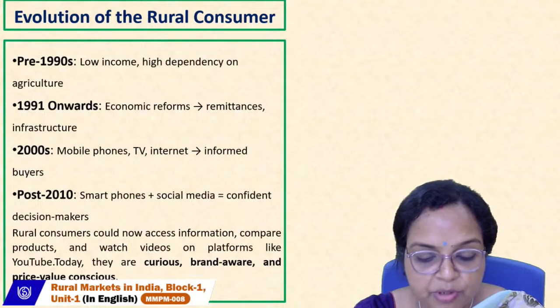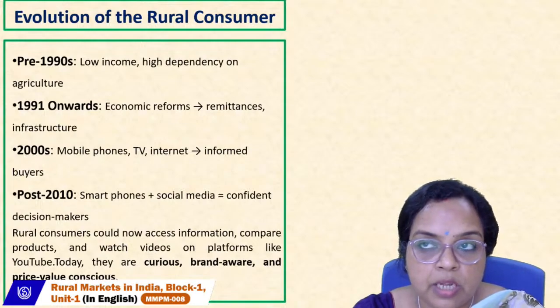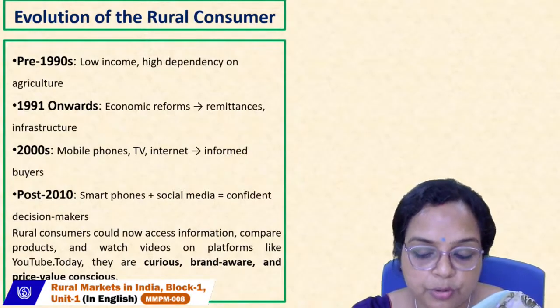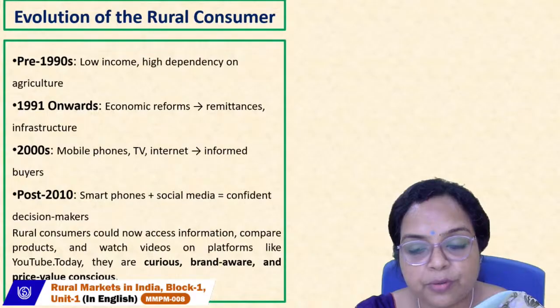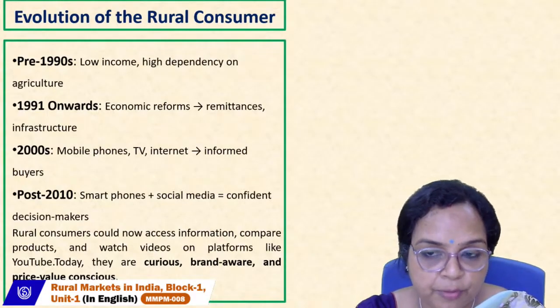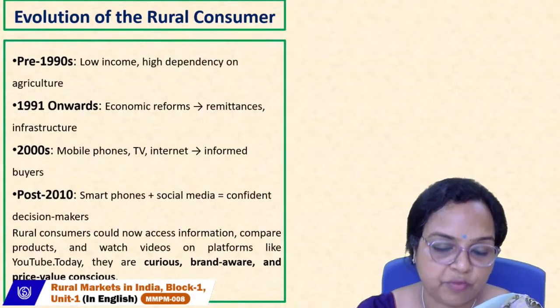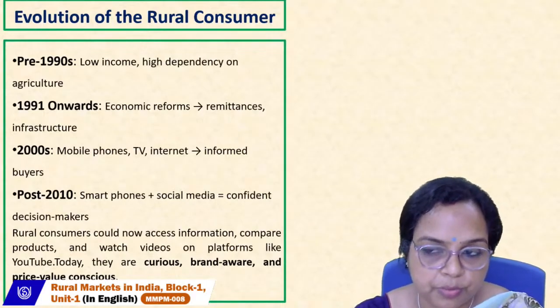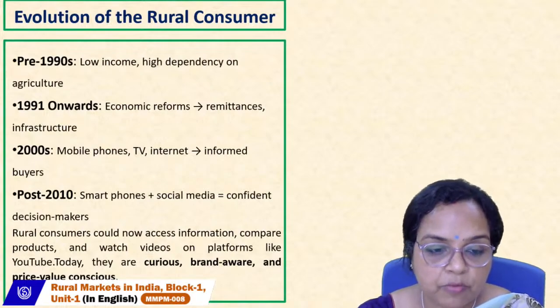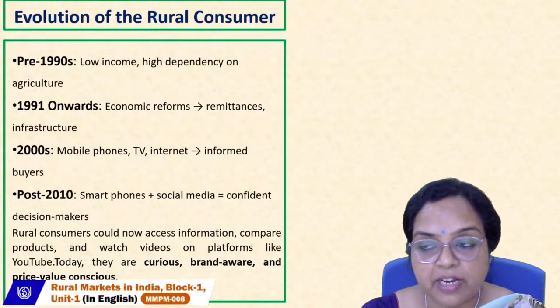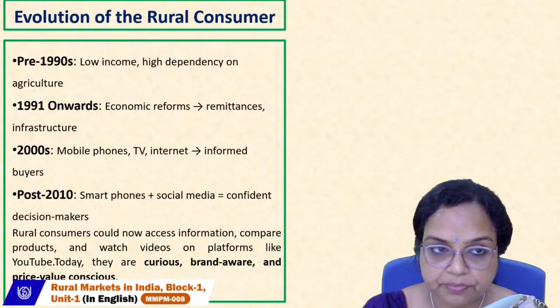Because if someone from the rural belt is going to purchase a smartphone, he is also reviewing the product through YouTube. YouTube is more attractive. They are not going to Google to see the feedback. They are directly jumping to YouTube to see the product features in video format and get the exact feedback from a user who has already purchased the smartphone. Rural consumers can now access information through YouTube and Google ratings, compare products and watch videos on platforms. Today they are curious, brand aware and price and value conscious consumers.